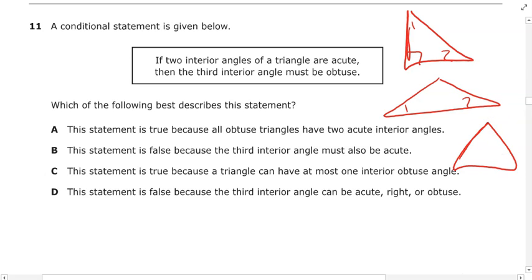So two acute angles doesn't really tell us much about the triangle, because basically all triangles have at least two acute angles. So this part about it saying then the third interior angle must be obtuse, that's not true. So I know it's not going to be either A or C, because this isn't even a true statement. So why is it false? Well, B says the statement is false because the third interior angle must also be acute. That's not true. The third interior angle could be obtuse, or it could be a right one. So then it has to be answer choice D. The statement is false because the third angle could be acute, obtuse, or right.